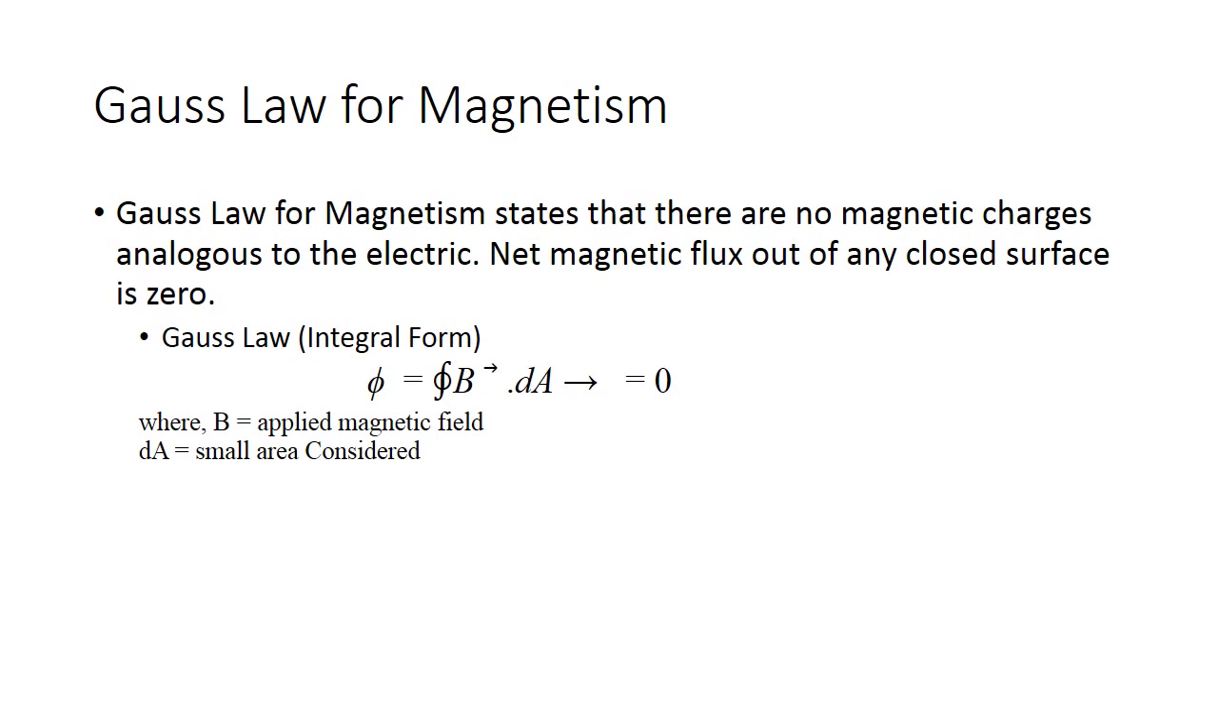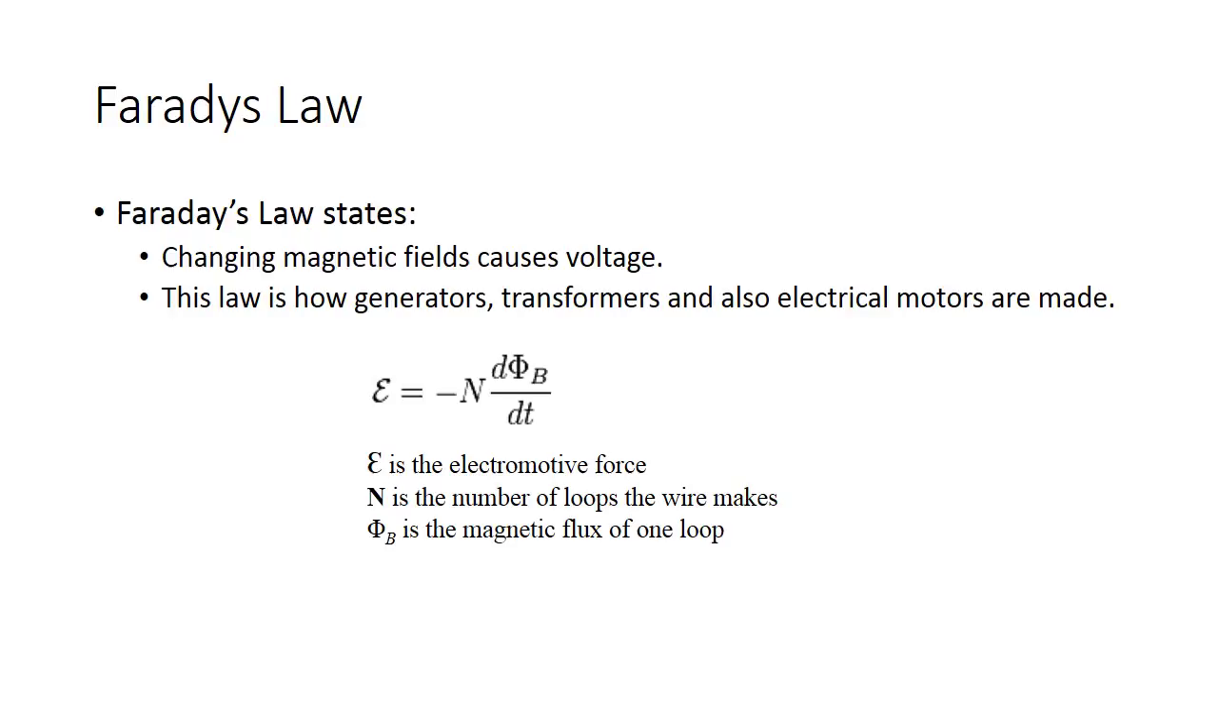Gauss's law for magnetism states that there are no magnetic charges analogous to the electric. The net magnetic flux out of any closed surface is 0. Faraday's law states that changing magnetic fields cause voltage. This law is how generators, transformers, and electrical motors are made, or the principle that they're based off of.